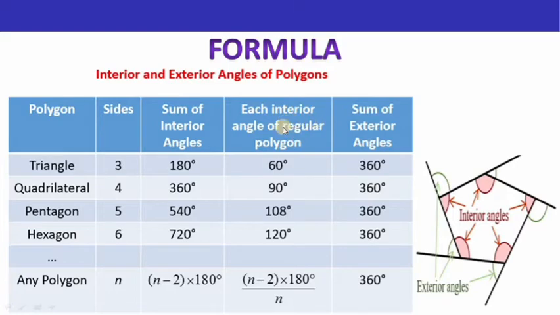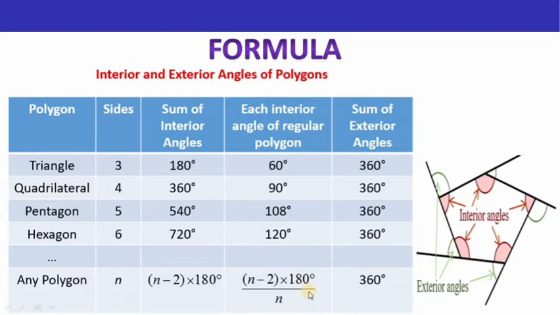Remember, in a regular polygon all the sides will be equal to each other. That's the only difference between a regular polygon and any other normal polygon. So regular polygon means all the sides will be equal, and if all the sides are equal, then each interior angle will be equal. Every interior angle will be equal to each other in case of a regular polygon. So I'm going to make use of this particular formula. Please make a note of it.